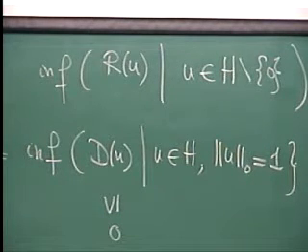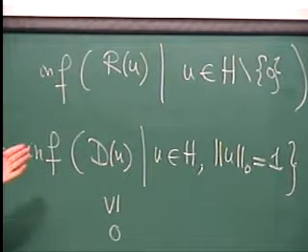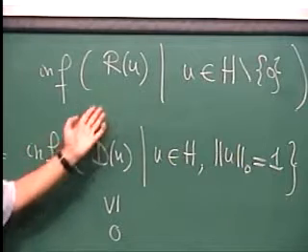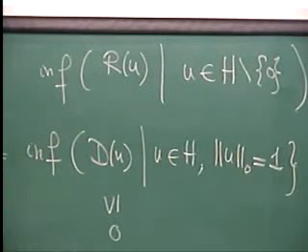So it's clear that the infimum exists. And the problem is to show that, in fact, there exists a function at which the infimum is achieved. And in fact, that will be a line. Okay, so let me just briefly sketch the proof.